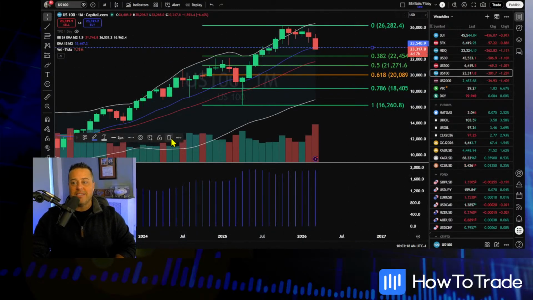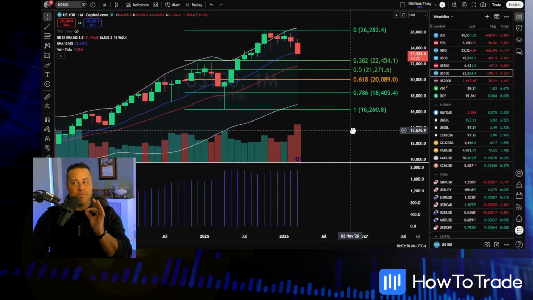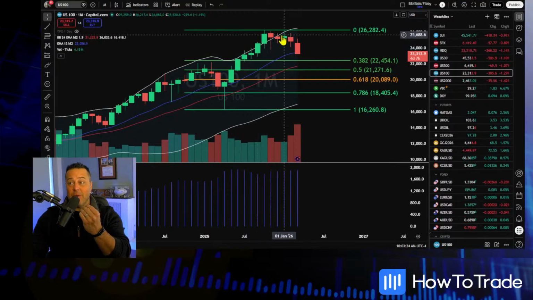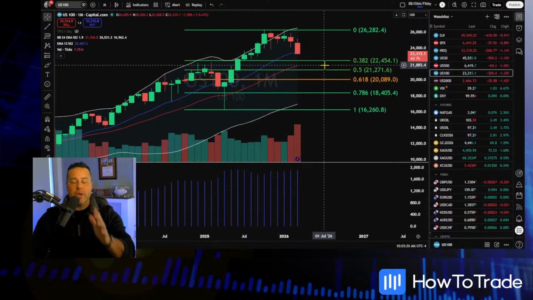US 100 is fascinating. Same basic market structure. Tariff panic lows of 2025. You get up there with that double top, and now we're pulling off 22.5. Looking at 22.5, so we're breaking beneath that 13-month EMA. 23.4, 23.5. This isn't good. This is extremely bearish. It's extremely bearish.